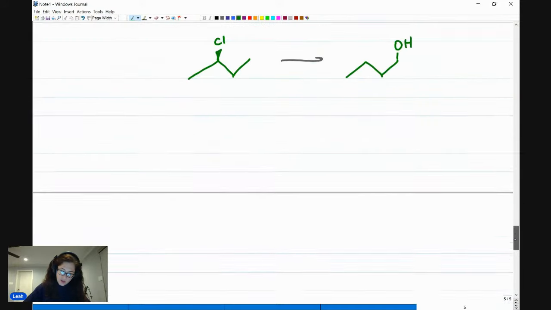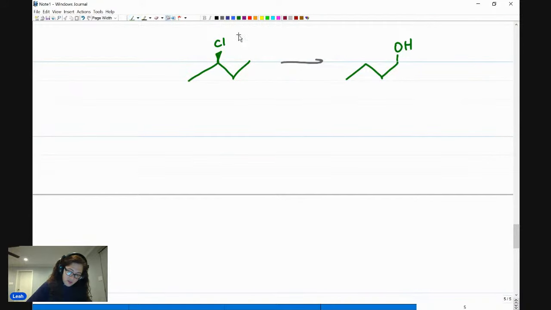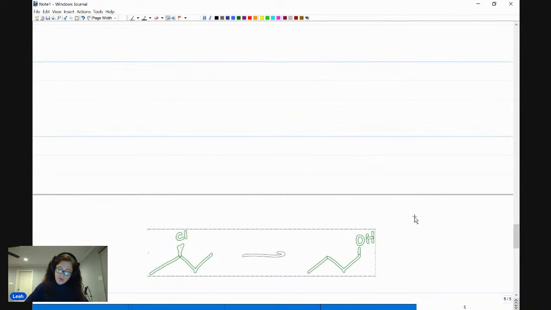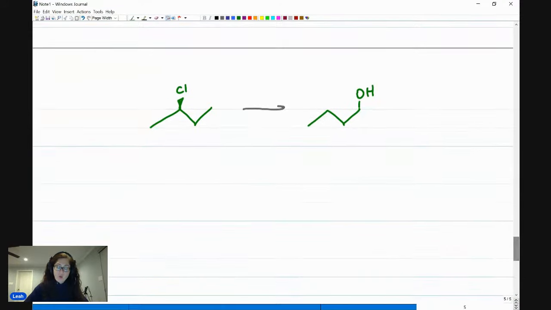For this next one, let's actually move it to another page so we have room. How would you begin a problem like this? What is the first question you want to ask? What thoughts come to mind?